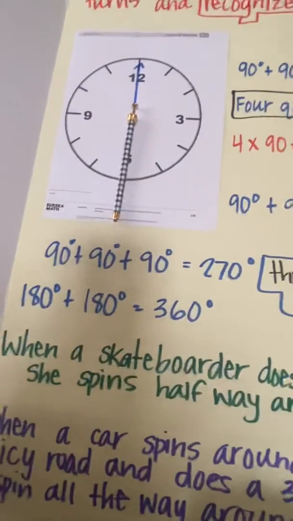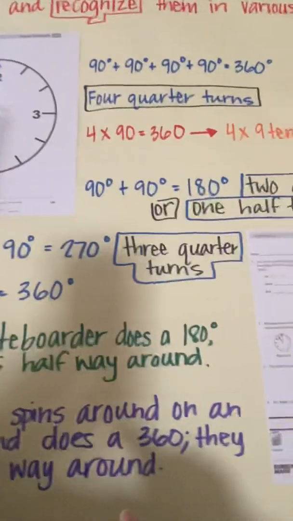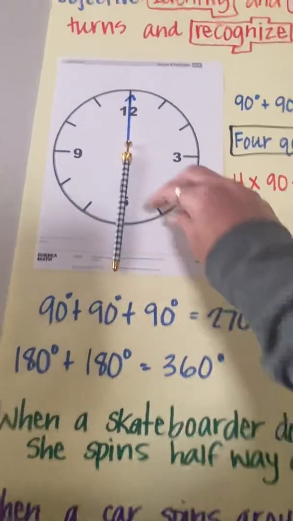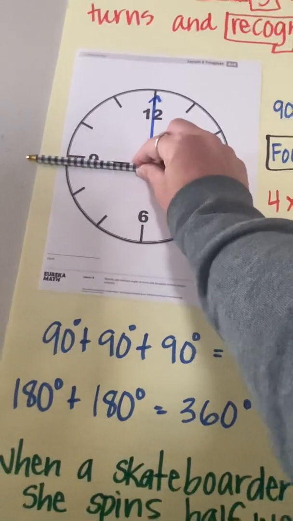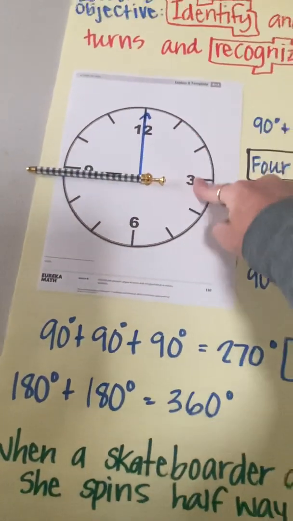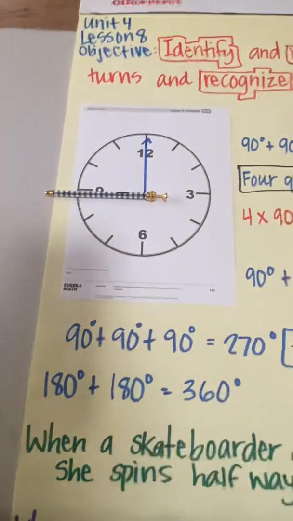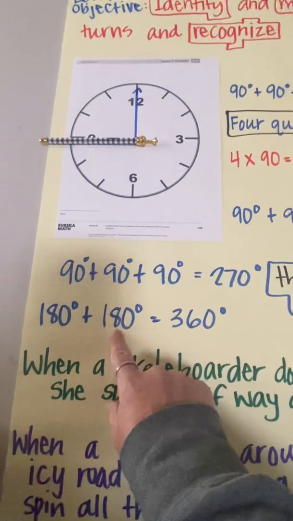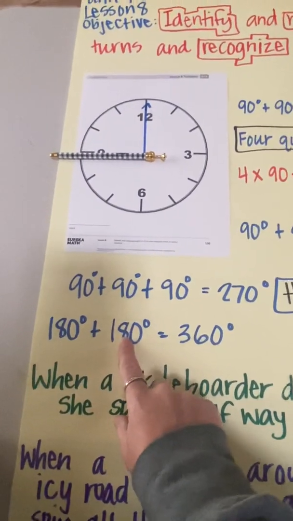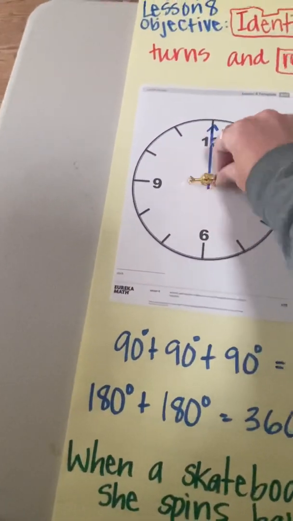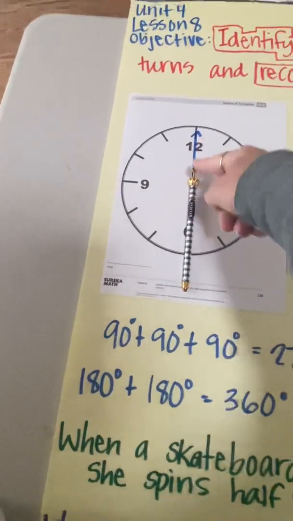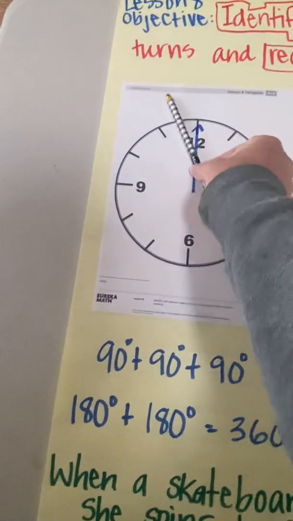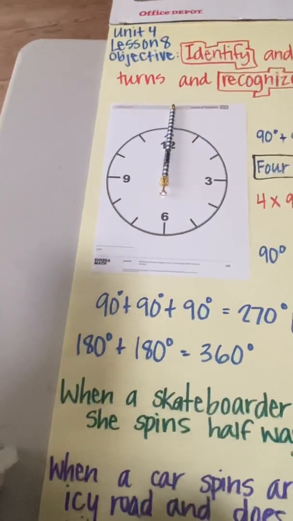Okay. If I only go 3 quarter turns, right, I'm at 270 degrees. Okay, that would bring me to my 9. So I would start at my 12, rotate all the way around till I get to my 9. 2 half turns would be 180 plus 180. So halfway around the clock is 180 degrees. There's our straight line of 180 degrees. And then going all the way back around is 180 degrees.